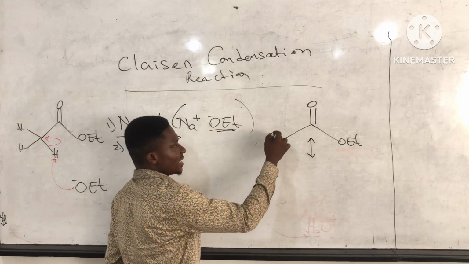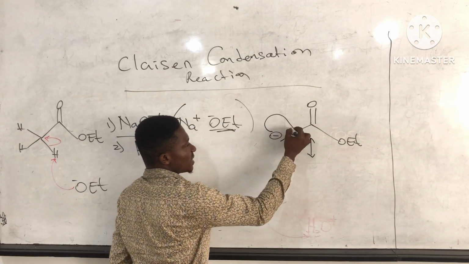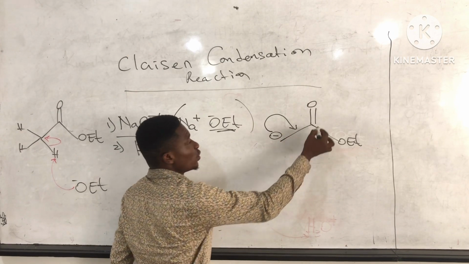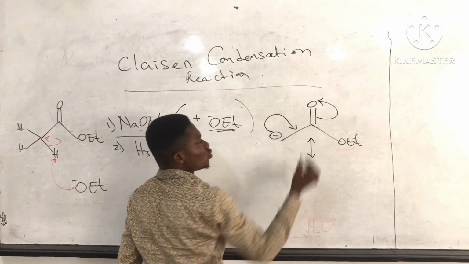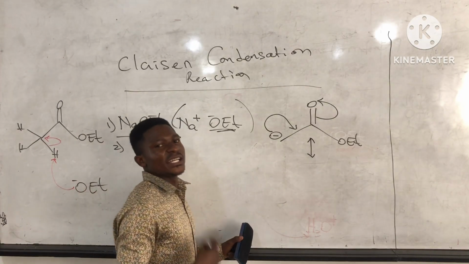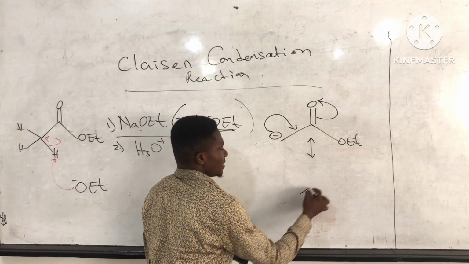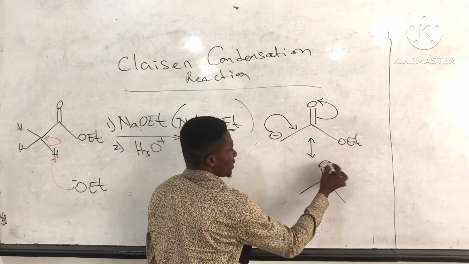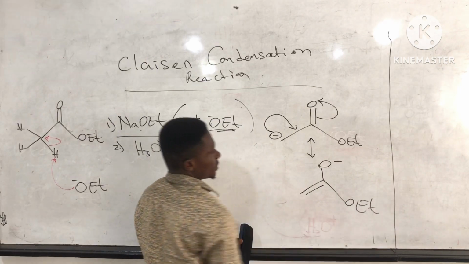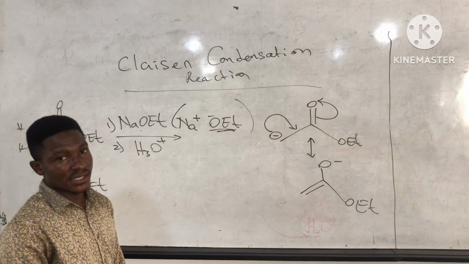This negative charge here has to be delocalized into the system, and then to prevent carbon from having more than 4 bonds, what do I do? I break the pi bond onto the oxygen. When that happens, I end up forming what? An enolate ion, and this is how an enolate ion looks like. So this is my resonance system.